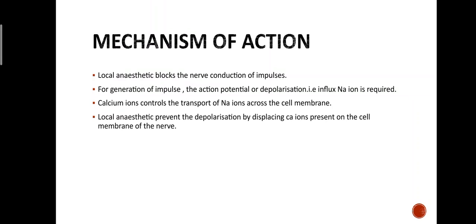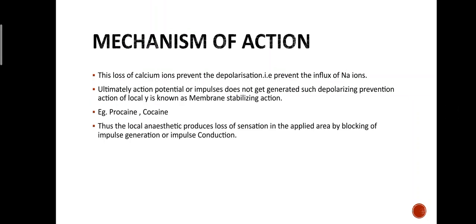This is a very simple mechanism of action. Local anesthetic blocks the nerve conduction of impulses. For generation of impulse, the action potential or depolarization, that is, influx of sodium ion, is required. Calcium ions control the transport of sodium ions across the cell membrane. Local anesthetics prevent the depolarization by displacing calcium ions present on the cell membrane of the nerve. This loss of calcium ions prevents the influx of sodium ions. Ultimately, action potential or impulses do not get generated. Such a depolarization-preventing action of local anesthetics is known as membrane stabilizing action. Example, procaine and cocaine.